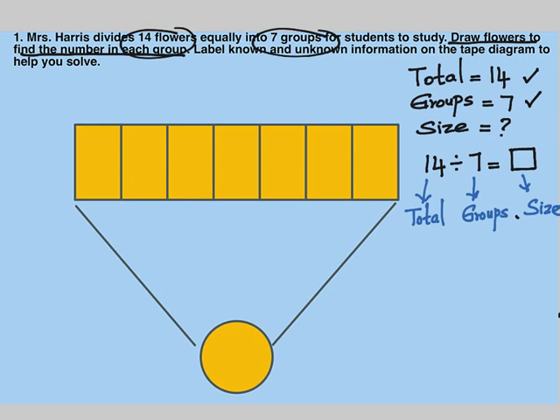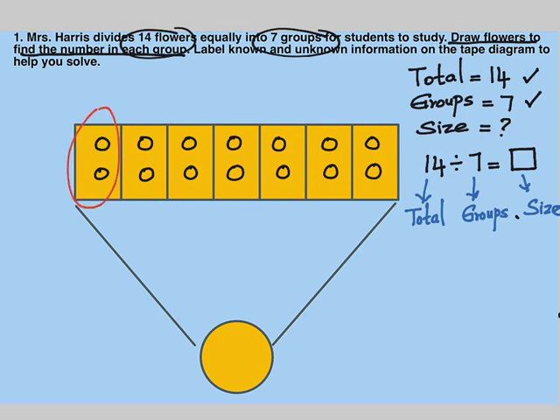Let us write the total 14. 1, 2, 3, 4, 5, 6, 7, 8, 9, 10, 11, 12, 13, 14. So what I have done here is I have divided the total 14 into 7 groups. And the size of each group, that means the size of one group, is found to be 2. So let me write the answer 2 in the unknown box. 2.